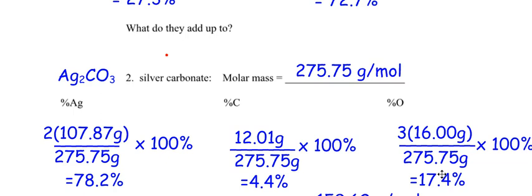Why don't you pause this, and I mean this, okay? Pause this and practice copper 2 sulfate on your own. So pause this and then come back and see how you do.